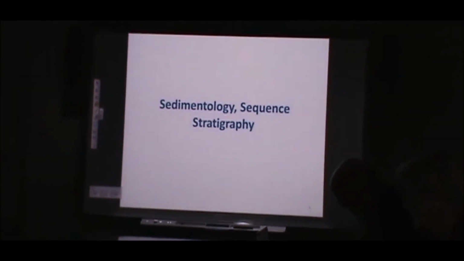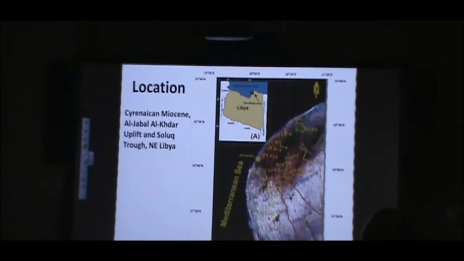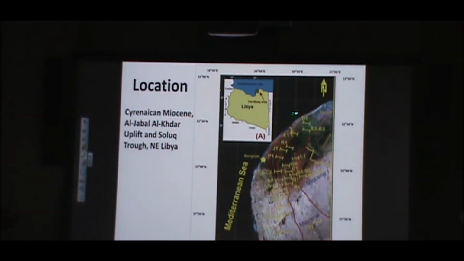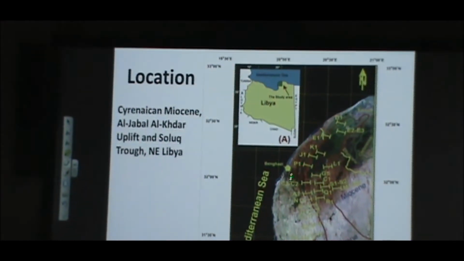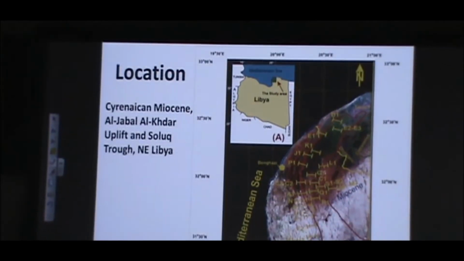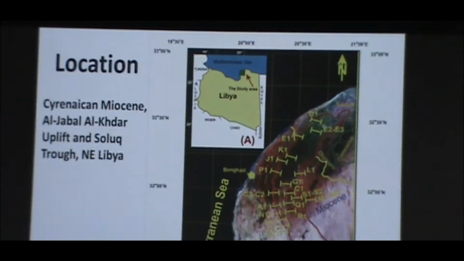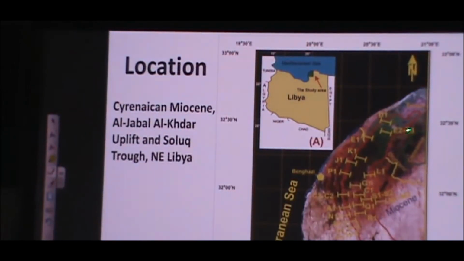The first part is the sedimentology and sequence stratigraphy. And in here, the first thing we're going to introduce is the study area. This is the map of Libya. This is the Mediterranean Sea. And this, the green part, is the study area. And here they enlarge it. Satellite image. The 2 red lines here are escarpments. The first one we call the lower escarpment, and the second one is the upper escarpment.